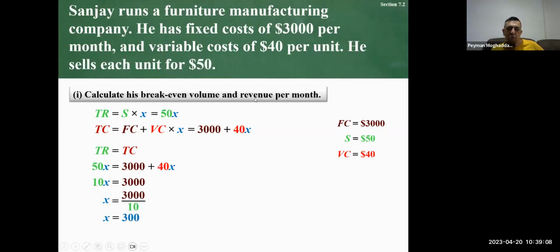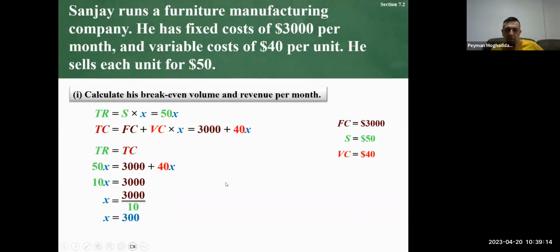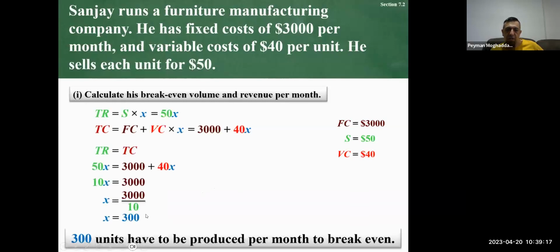And the total revenue is going to be X multiplied by the selling price. It doesn't say it here, but total revenue is going to be 300 multiplied by 50, which is $15,000.